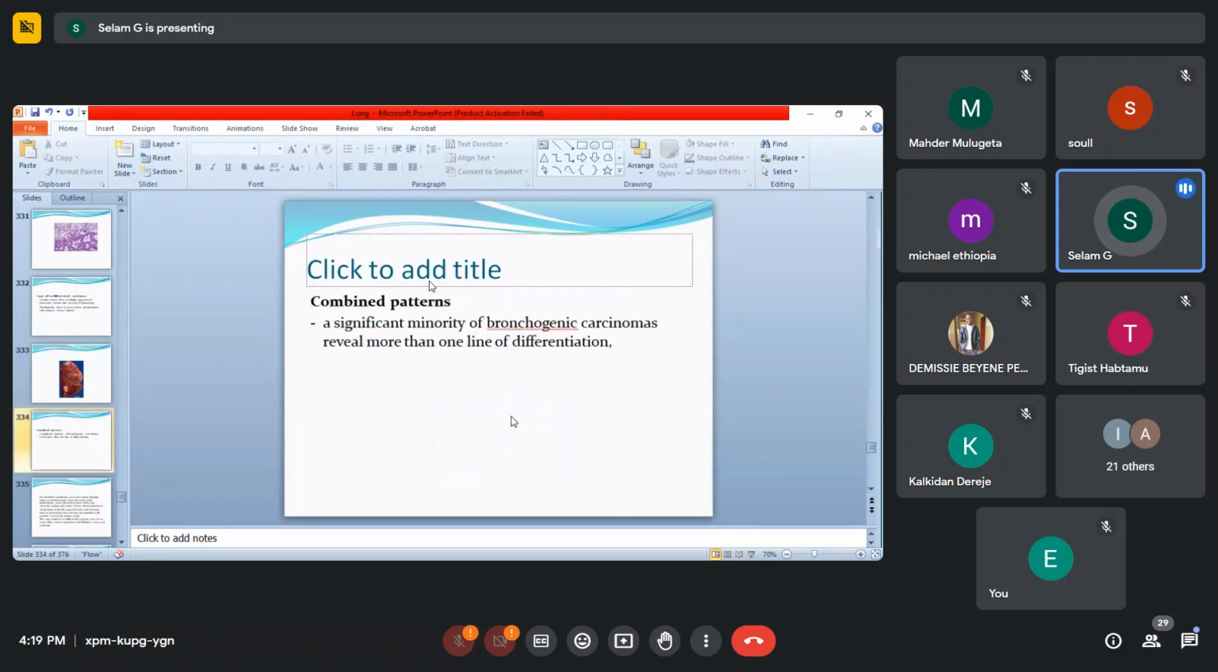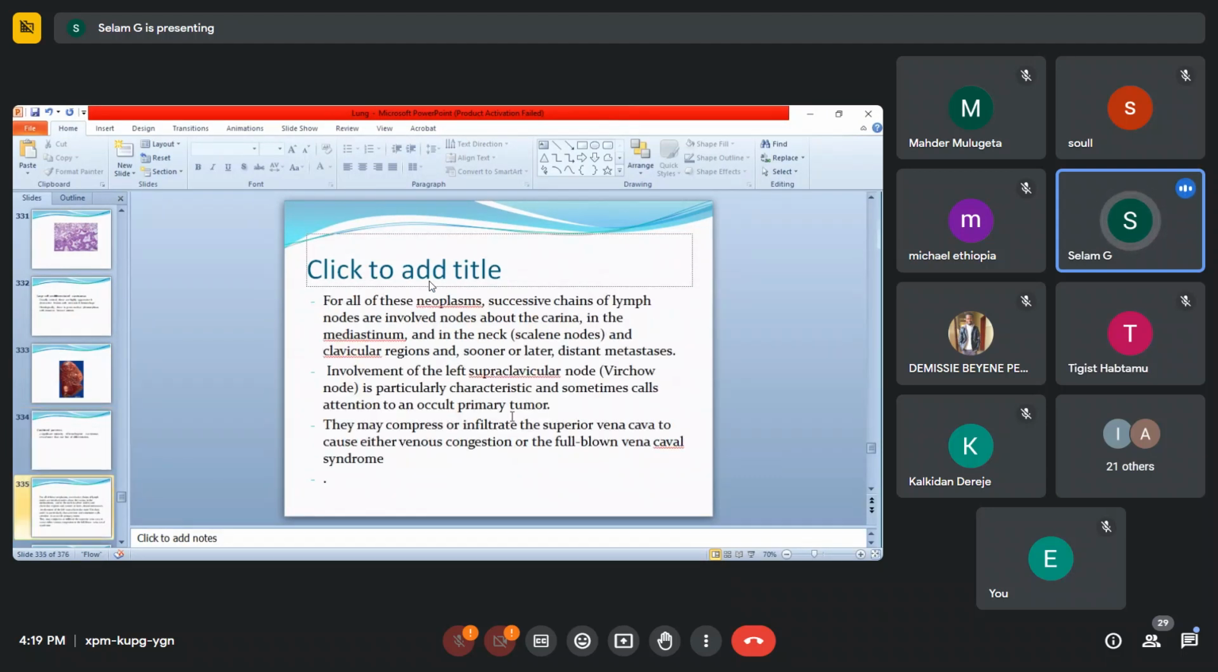So combination of patterns may occur. A significant majority of bronchogenic carcinomas reveal more than one line of differentiation. For all of these neoplasms, successive chains of lymph nodes are involved, with nodes about the carina, in the mediastinum, in the neck, scalene nodes, and clavicular region, and sooner or later distant metastasis will occur.